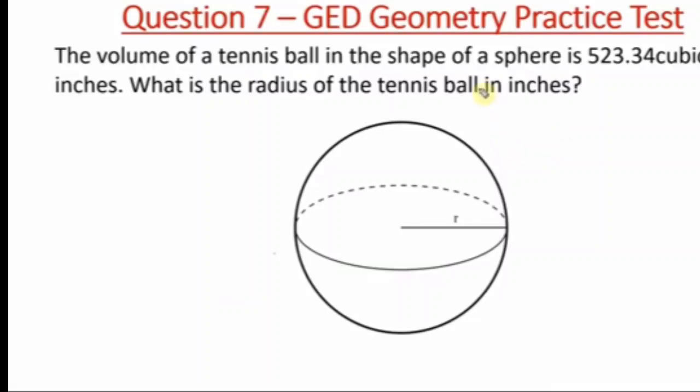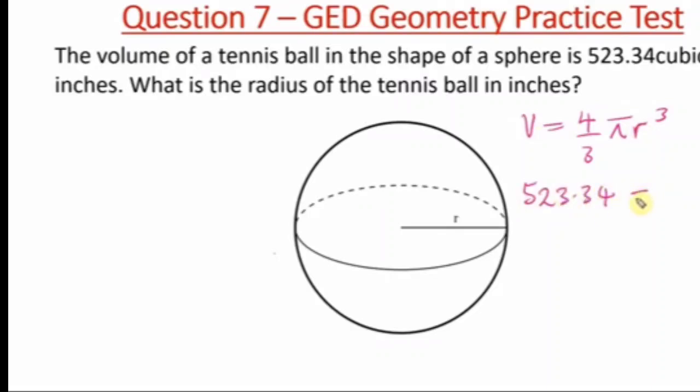It says 7 of the GED geometry practice. It says the volume of a tennis ball in the shape of a sphere is this many cubic inches. What is the radius of the tennis ball in inches? So we're looking for the radius. We know the volume of the sphere. All right, so we apply the formula. What's the formula for the volume of a sphere? V is equal to 4 over 3 pi r cubed. So we're looking for the radius. We know V as what?